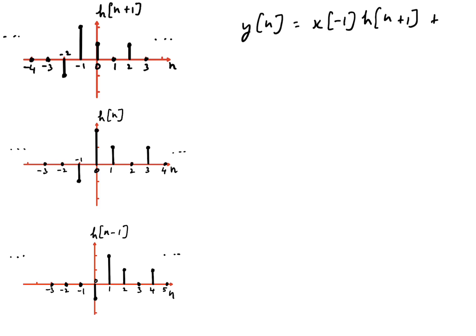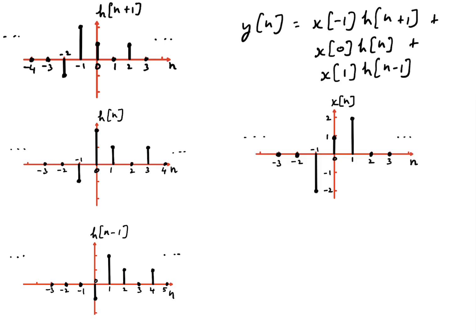So that's, let me write the equation first, plus x of 0 times h of n plus x of 1 times h of n minus 1. So let me show you what. Let me plot the signal x of n also on the same page, so you can see exactly what's happening. So here I have depicted our input signal x of n.